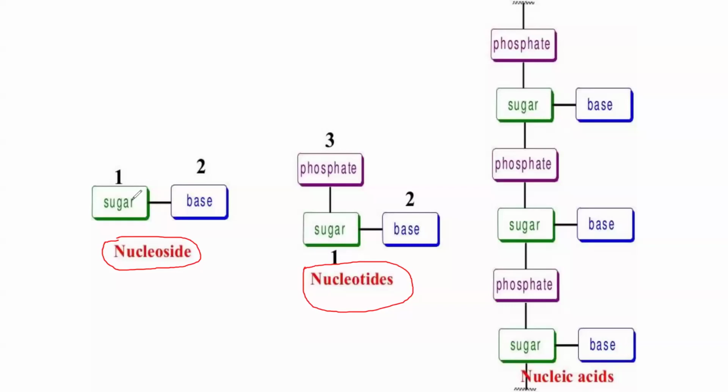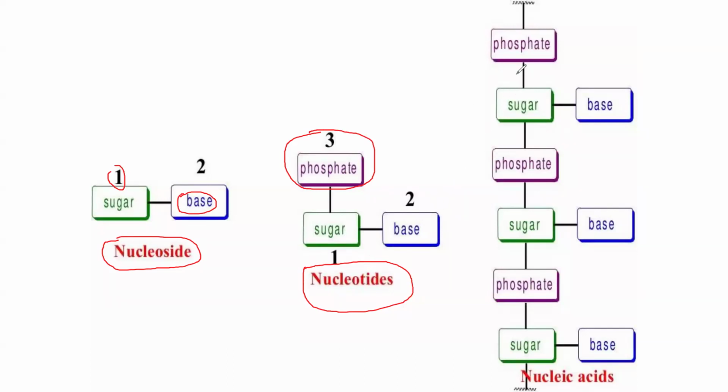A nucleoside is made of two components, and these components are sugar and base. But in the case of nucleotides, apart from the sugar and the base, there is also a phosphate group. So the difference between nucleotides and nucleoside is just the presence of phosphate group.